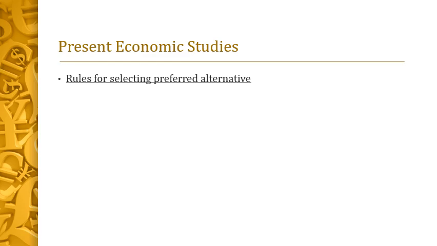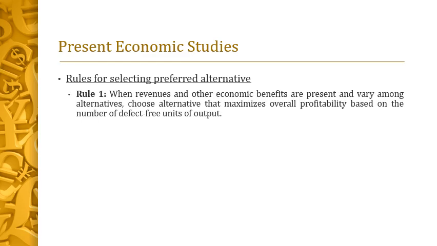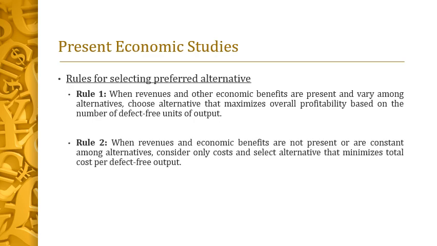Rules for selecting preferred alternative. First, when revenues and other economic benefits are present and vary among alternatives, choose the alternative that maximizes overall profitability based on the number of defect-free units of output. Second, when revenues and economic benefits are not present or are constant among alternatives, consider only costs and select the alternative that minimizes total cost per defect-free output.